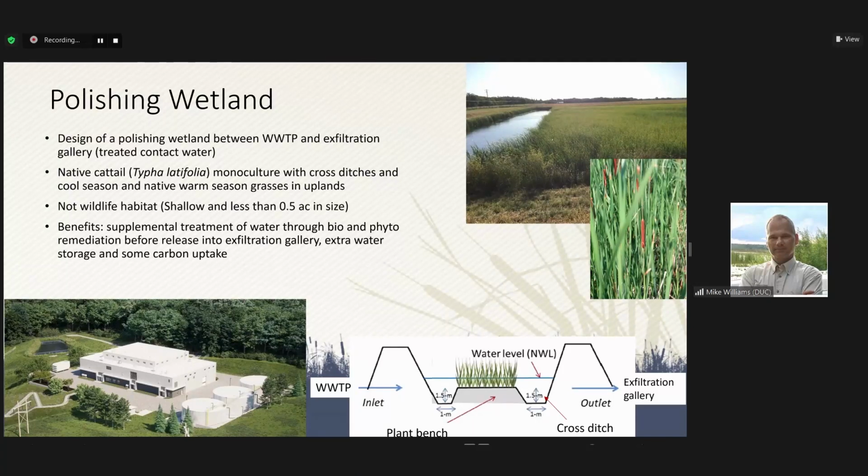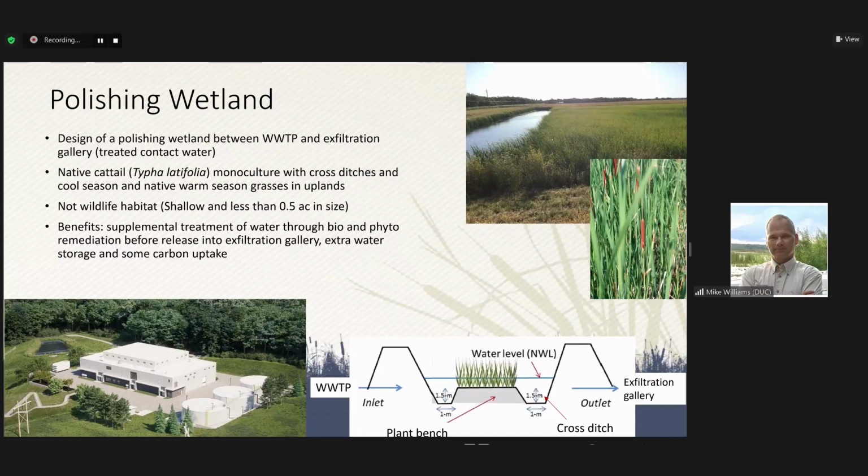They do their work through bio and phytoremediation, which are microbial processes that occur in a wetland that result in an absorption or breakdown of nutrients and pathogens. In this case, the water coming into the wetland from the wastewater treatment plant, as Craig mentioned, will meet discharge criteria to be released, and this polishing wetland will provide supplemental treatment prior to being directed into the exfiltration gallery.